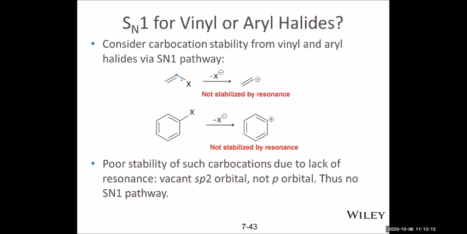This is not a good situation because when the leaving group leaves, the remaining carbocation is part of the double bond. This is not stabilized. There's no resonance structure that can stabilize this. So therefore, these two kinds of compounds are difficult in the SN1 reaction. It's impossible in the SN1. It cannot be stabilized. The benzene ring, this carbon itself has the positive charge.